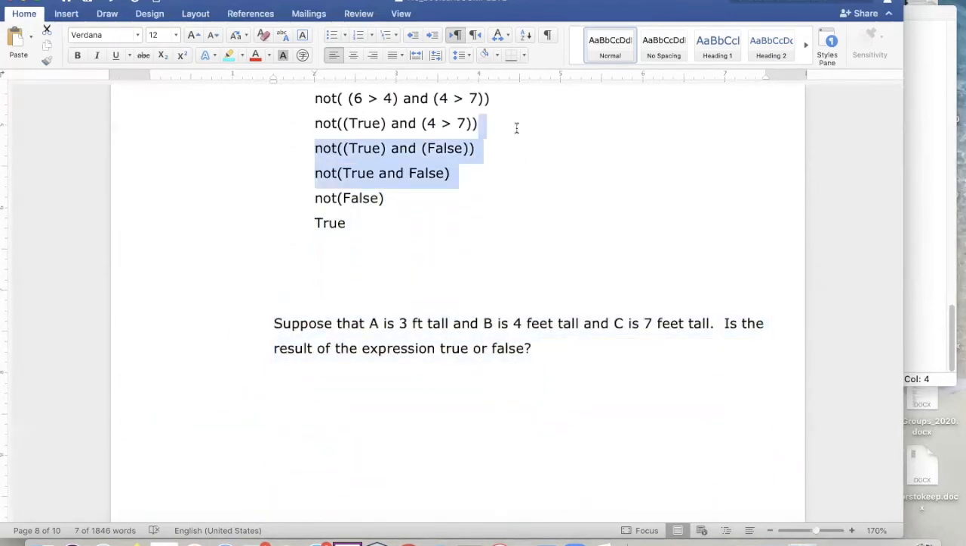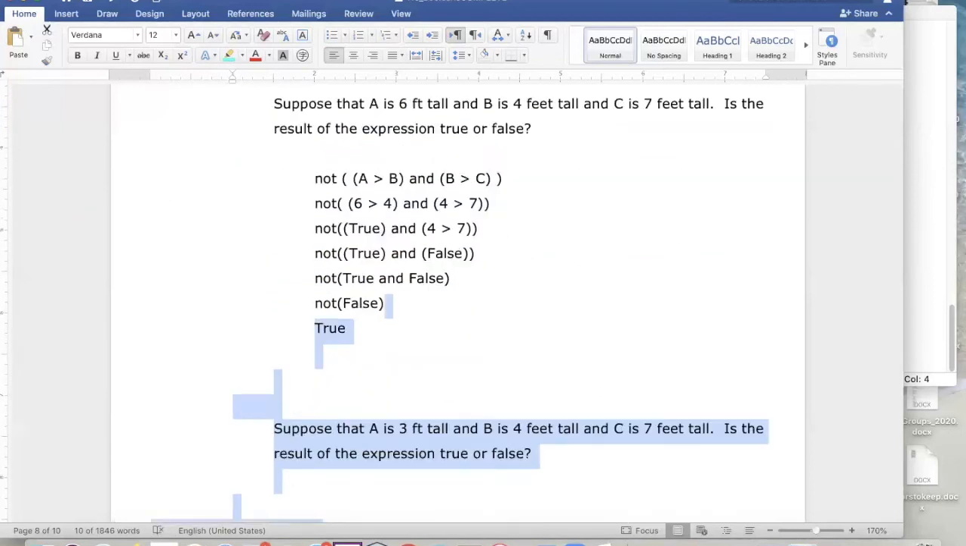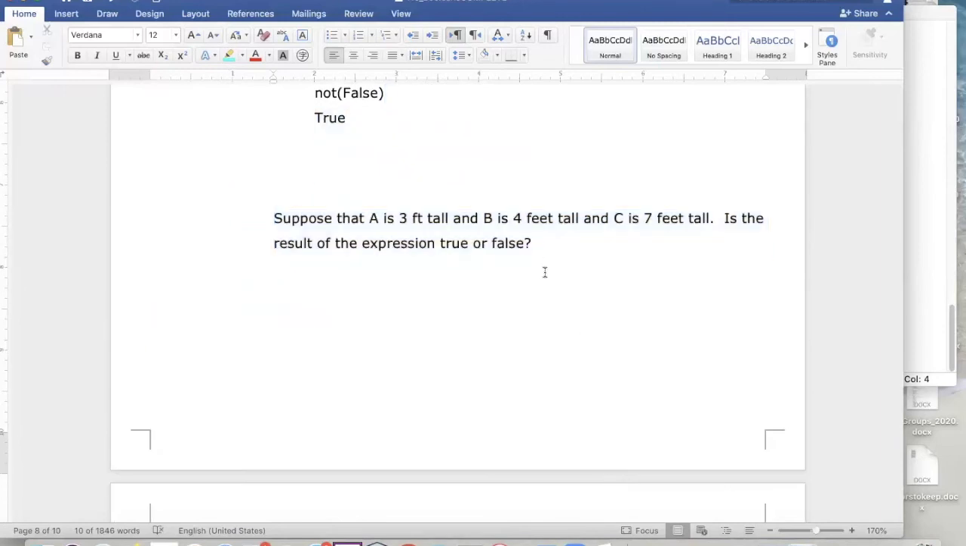Let's do another one. Suppose that we do that same expression, not A greater than B and B greater than C. But let's do it with some different data values. So again, I'm going to start by just copying it over and then filling in my data values. So this time I have A is 3, B is 4, and C is 7. So I want to see is 3 bigger than 4, and that's false. And then we're going to just copy the second expression over.